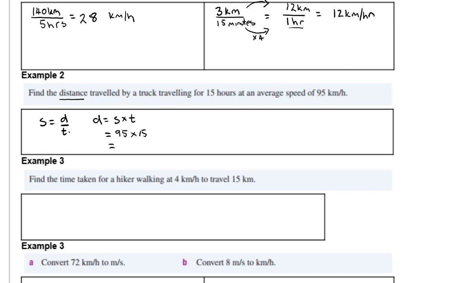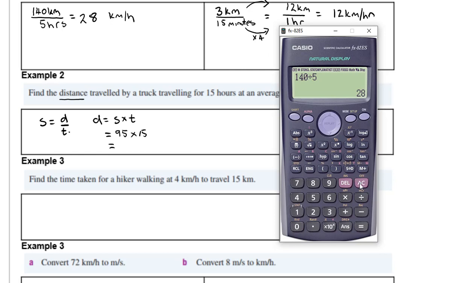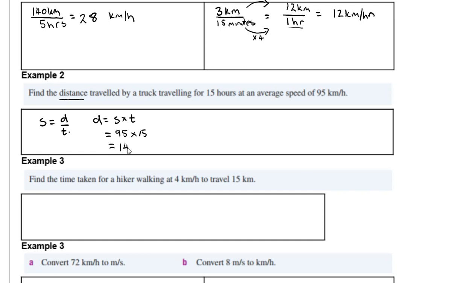So if I grab my calculator, 95 times 15 is 1,425 kilometers.